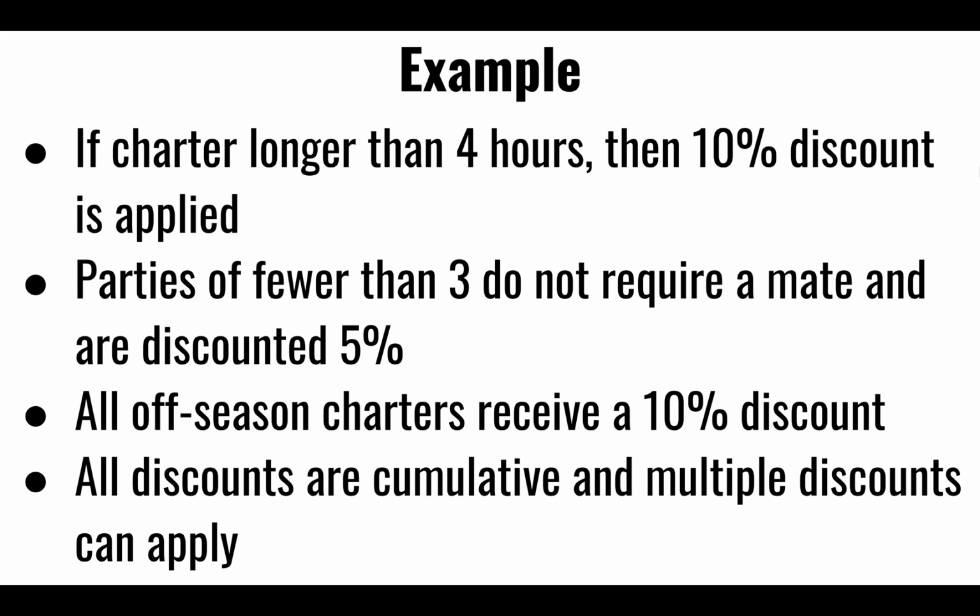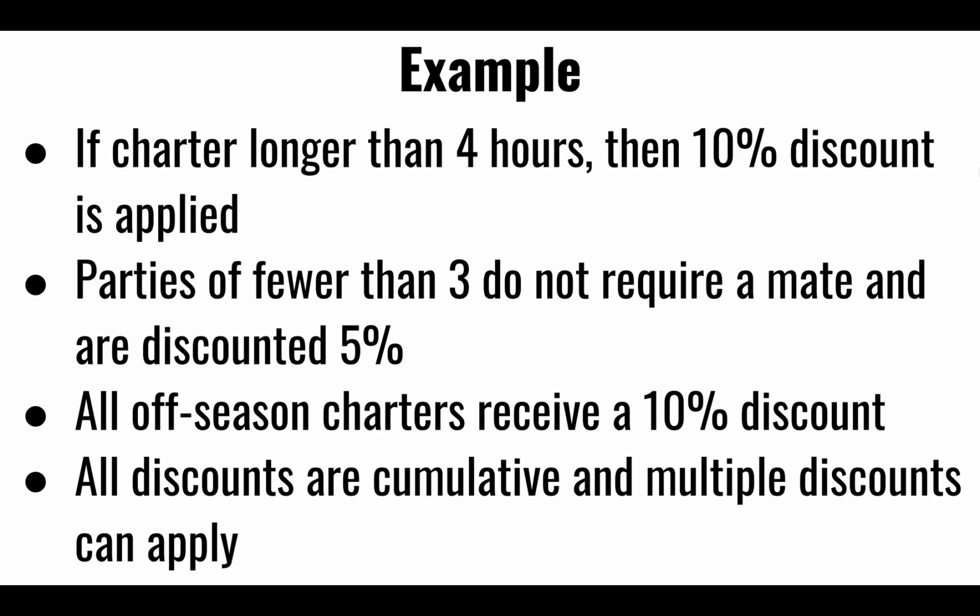So for instance, here's an example of multiple rules that on their own they're pretty simple to implement, right? But when you're taking into account all the possible combinations, right, of wanting to calculate something based on all these different rules, then it could be fairly complex. So for instance, the first one says, if the charter is longer than 4 hours, then you get a 10% discount, right? If you are fewer than 3, right, then there's no need for a captain to go with you. You get a 5% discount.